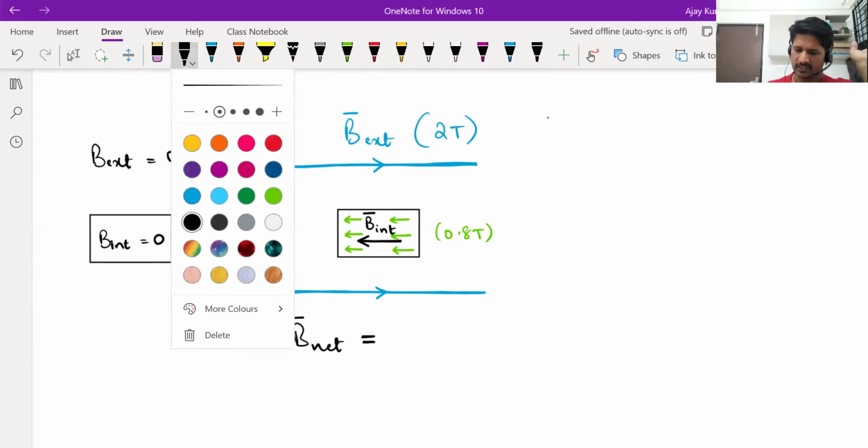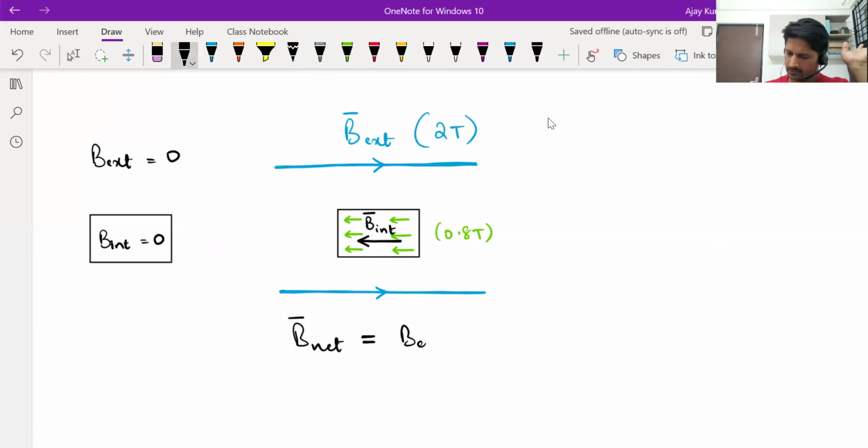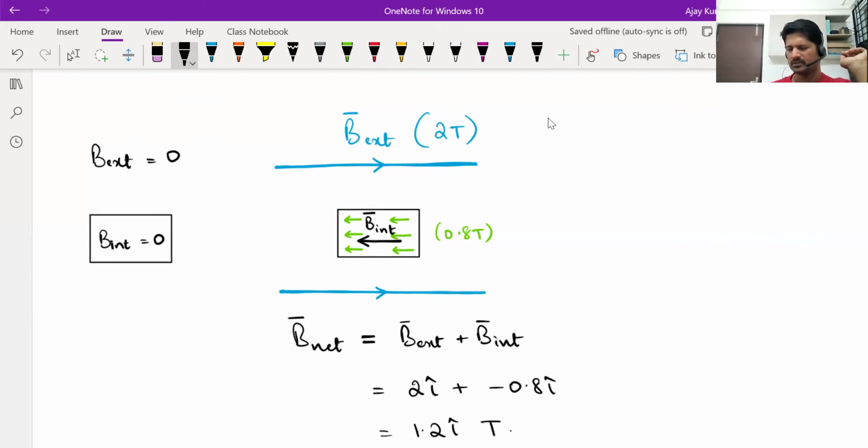So see, the actual formula as a vector, if you want to write, is B external plus B internal. This is the vector formula. B external is 2 i cap, B internal is minus 0.8 i cap. Then it effectively becomes 1.2 i cap Tesla. So magnitude wise, you'll have to subtract them. Vectorially, we are adding them, but for the final magnitude, the magnitudes will have to be subtracted. So the net field will be weaker than the external field.